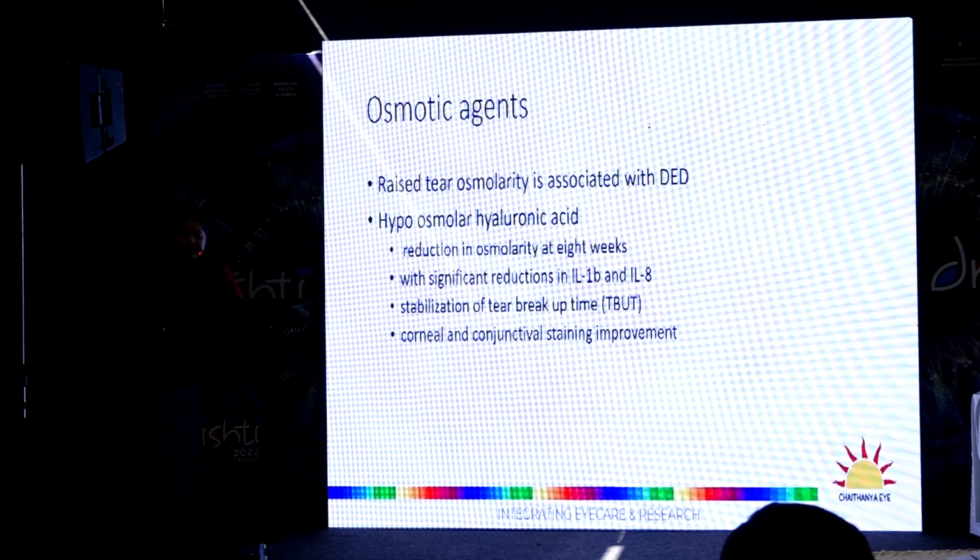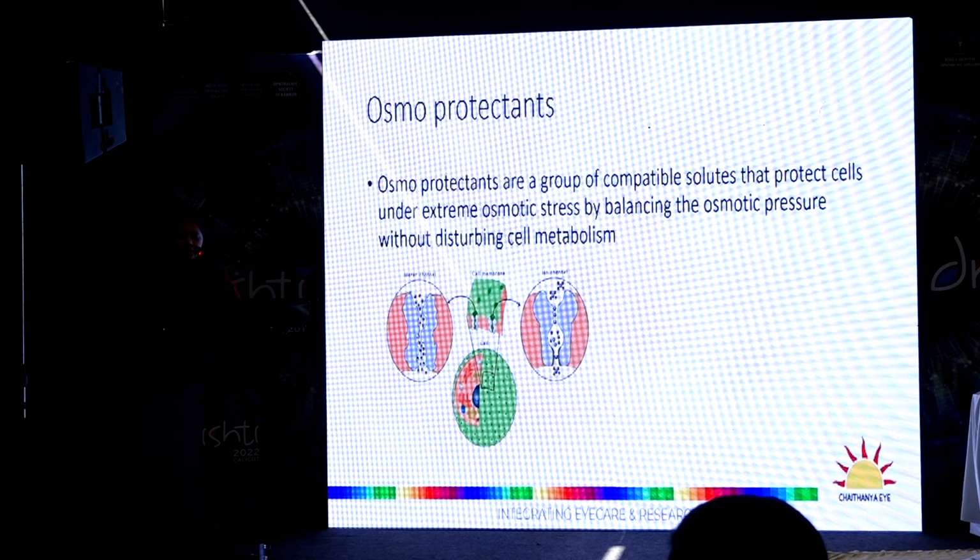Osmotic agents, there is raised osmolarity in dry eye disease. So hypoosmolar hyaluronic acid is given, and it shows a reduction in osmolarity at 8 weeks with significant reduction of interleukins, stabilization of the tear breakup time, and decreased corneal and conjunctival staining. There are osmoprotectants, which are a group of compatible solutes that protect the cells under extreme osmotic stress by balancing the osmotic pressure. For example, L-carnitine, betaine, trehalose.